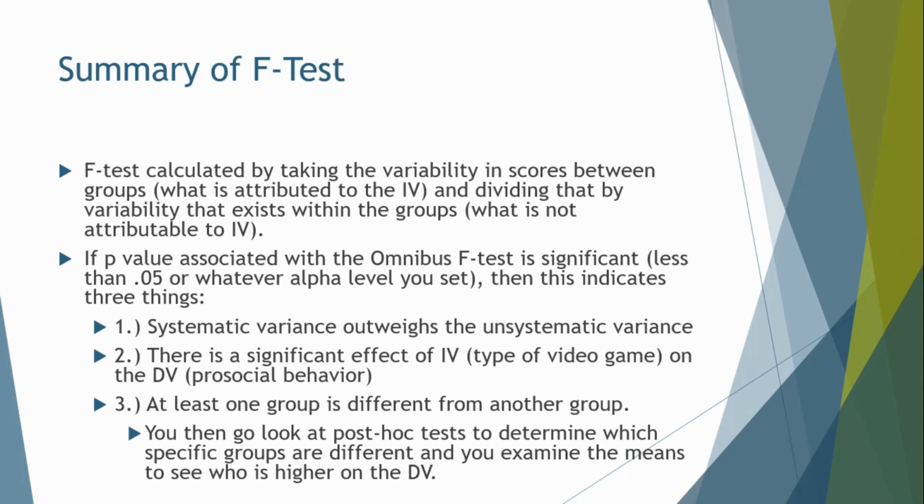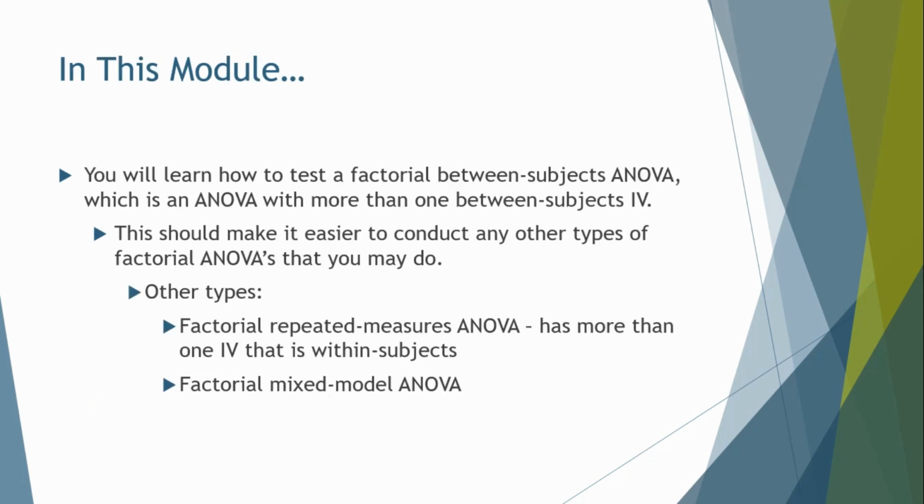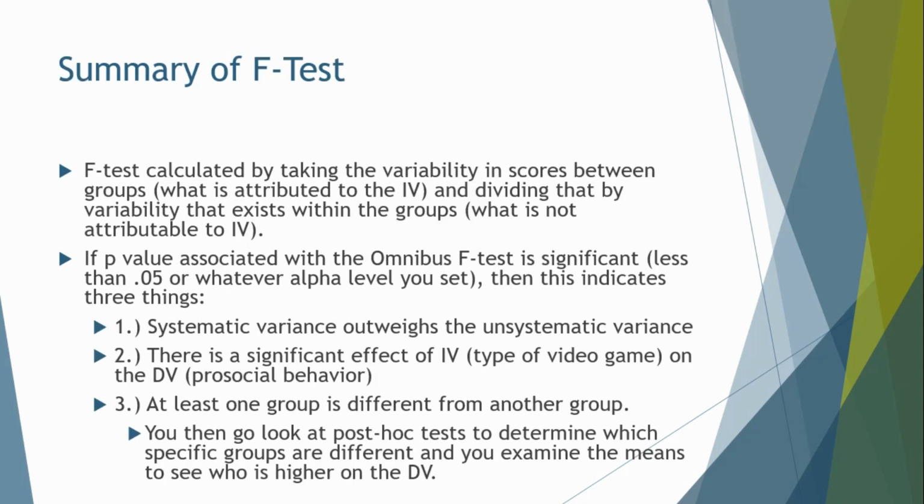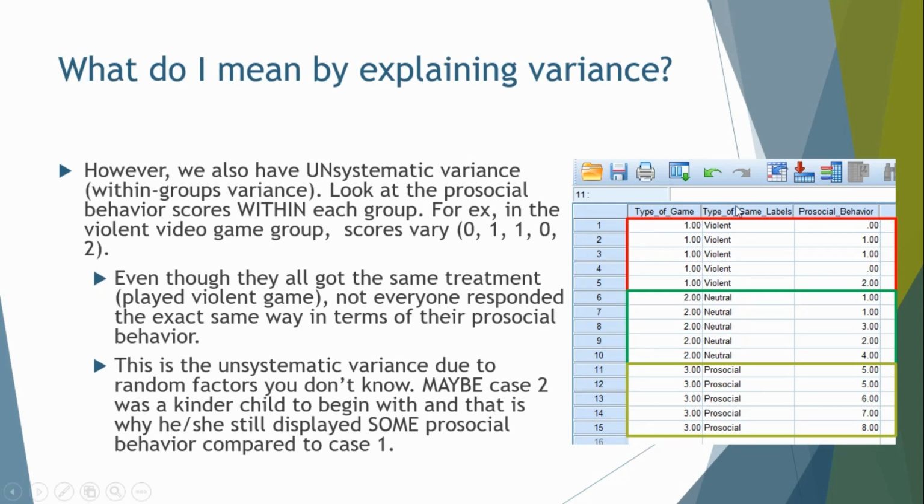They're actually individual t-tests. It's just they don't show you that in the output of your SPSS. Okay, so in this module, we're going to be working with Factorial ANOVA. All right, so this example that we were just doing, it just has one IV, right?